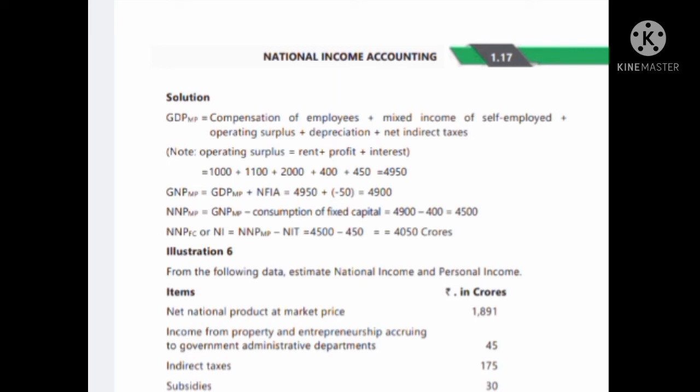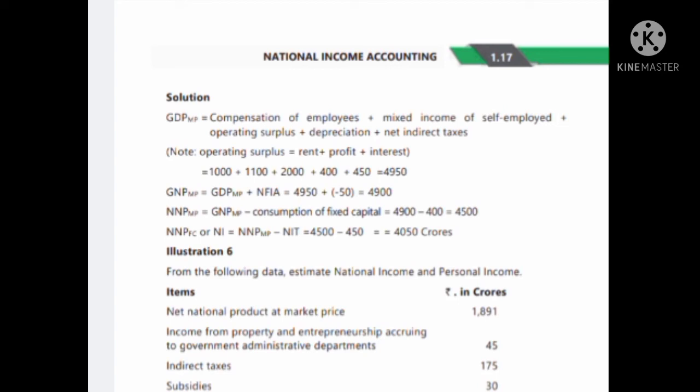So GDP at market price, which we have found now, is 4,950 plus NFIA, which is given as minus 50. So minus 50 gives you 4,900 as your GNP at market price. And the next one is NNP at market price. The formula, as you all know, is that if you want to find the net, you have to subtract depreciation from the gross, which is GNP at market price minus depreciation, in other words, consumption of fixed capital. So 4,900 minus 400 gives you 4,500, which is your NNP at market price.